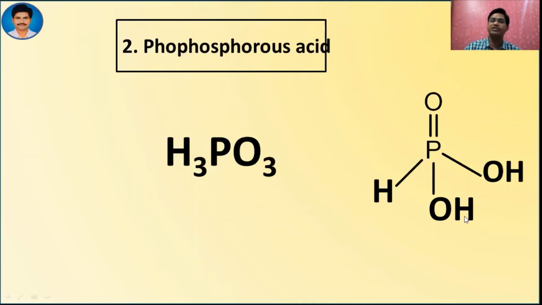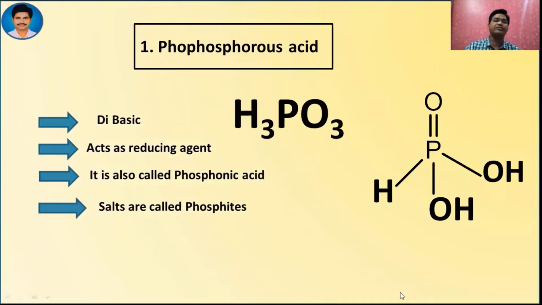1 hydrogen for this oxygen, 1 hydrogen for this oxygen, and 1 hydrogen is directly bonded. It is a dibasic acid because two OH groups are there. It also acts as a reducing agent because H3PO3, having the direct P-H bond, acts as the reducing agent, but it also acts as a weak oxidizing agent, because it is in the intermediate oxidation state.